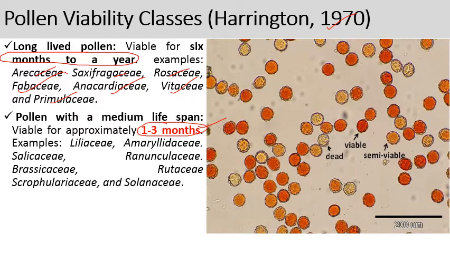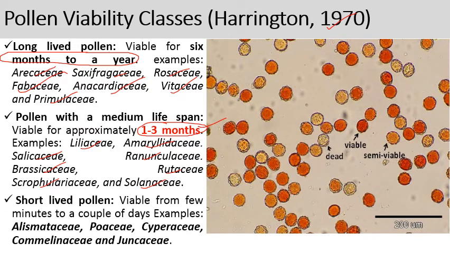Examples are the pollen grains of family Liliaceae, Amaryllidaceae, Salicaceae, Ranunculaceae, Brassicaceae, Rutaceae, Scrophulariaceae, and Solanaceae. The next comes short-lived pollen grains. As the name indicates, their viability is for a very short time. They are viable for a few minutes to a couple of days.